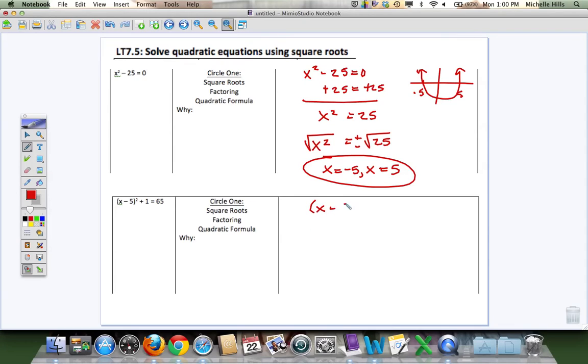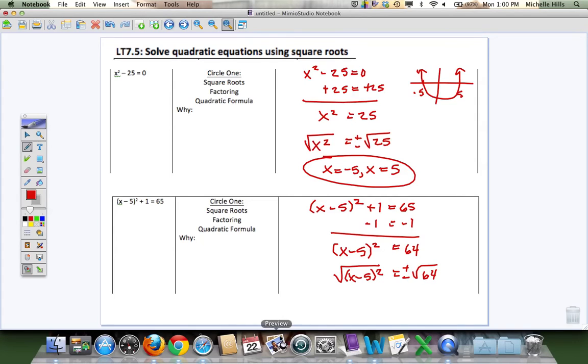Well, in this case, the thing that's being squared is not just x, it's the whole x minus 5. But first I want to get that thing that's being squared by itself, so I'm going to subtract 1 from both sides to get the thing that's being squared equals 64. I undo the square with the square root, so I have to square root the other side, but I have to look at both the positive answer and the negative answer. When I square root this, it just gets rid of the square. So that side is just x minus 5.